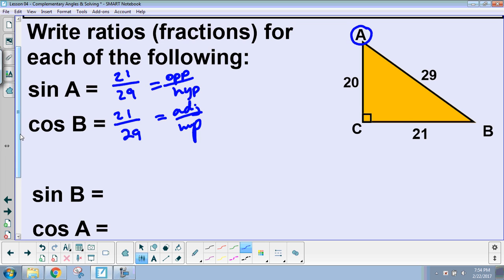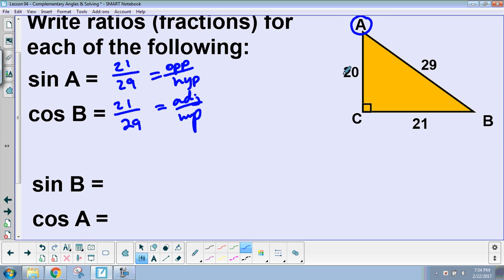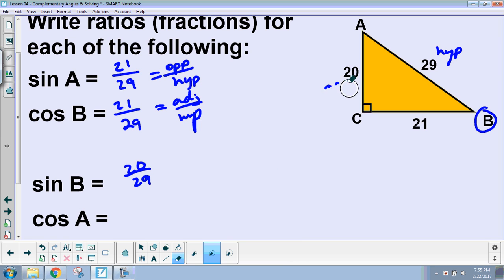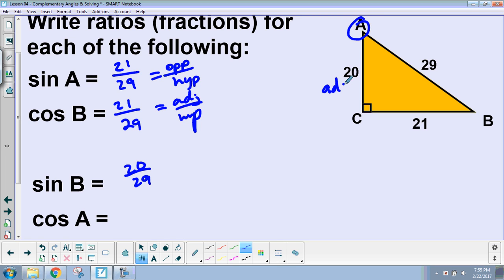So sine B, again, if I'm referencing, let me erase this. If I'm referencing this angle, sine B would be opposite over hypotenuse. So that's 20 over 29. And if I'm referencing cosine A, that's adjacent over hypotenuse. Labeling's important. You don't want to mix these up. That was the whole point of yesterday, was to get the labeling down.